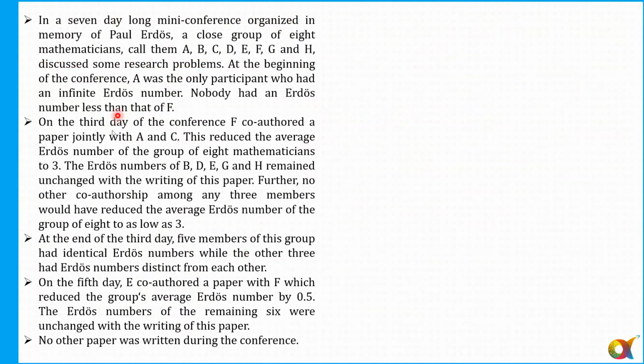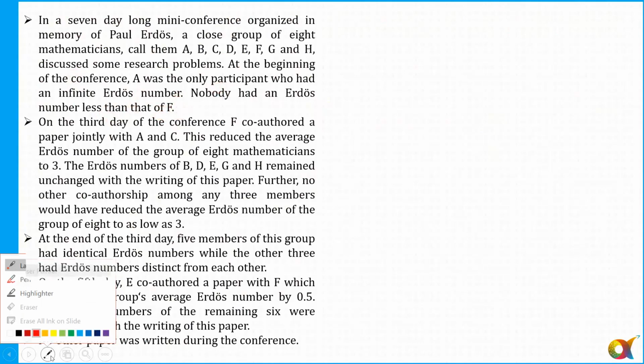It says, in a 7-day long mini conference organized in memory of Paul Erdős, a close group of 8 mathematicians, call them A, B, C, D, E, F, G, and H, discuss some research problems here. At the beginning of the conference, A was the participant who had an infinite Erdős number, and nobody had an Erdős number less than that of F. So there are several persons here.